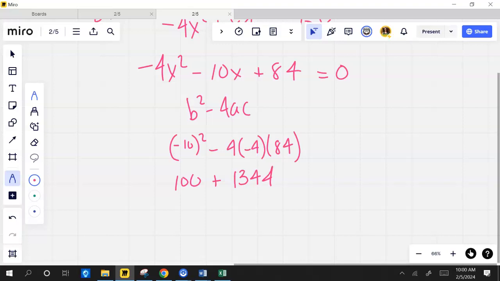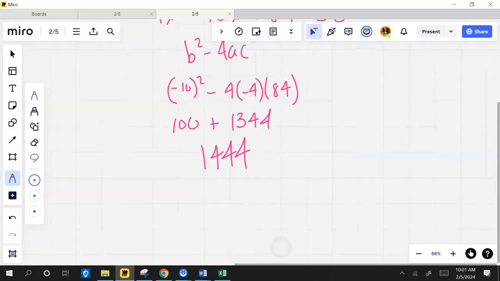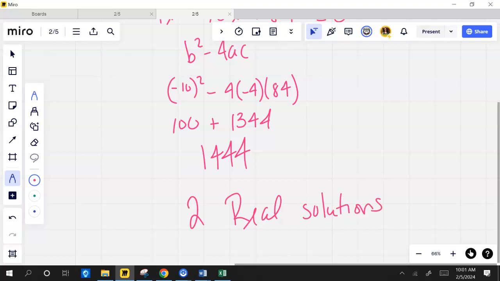Oh, this is a big number. I got 1444. Is that what y'all got? What's that tell me about the solution? Yep. All you have to put is 2 real solutions. And 1444 is not a solution. That is just the discriminant. That's just what sits under the radical. But it tells us how many solutions we're going to have. Does that make sense to everybody? How we just kind of use it to tell what we're going to get?